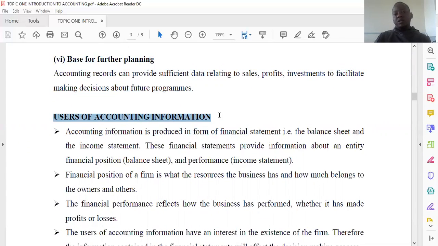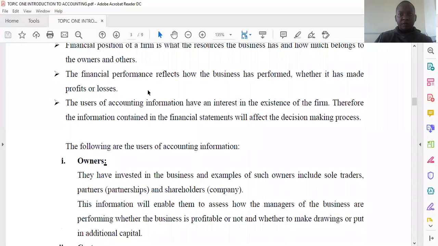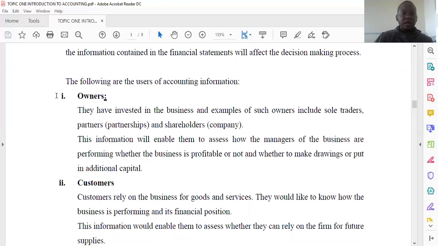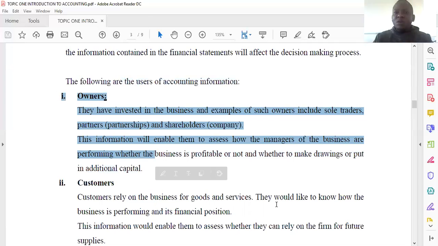The users of accounting information are basically the persons interested in the affairs of the business. They are also referred to as the stakeholders of the business: persons whose activities may be affected by the activities of the business, or persons whose activities may affect the affairs of the business. Examples of the users of financial information are the owners or the entrepreneurs, also known as the shareholders of the business. They have invested capital into the business.